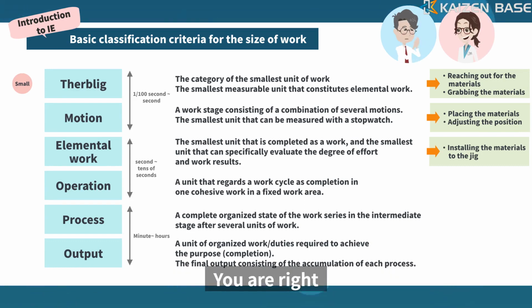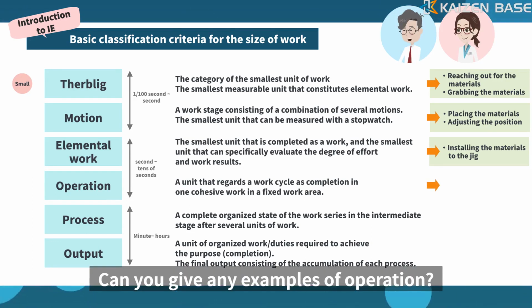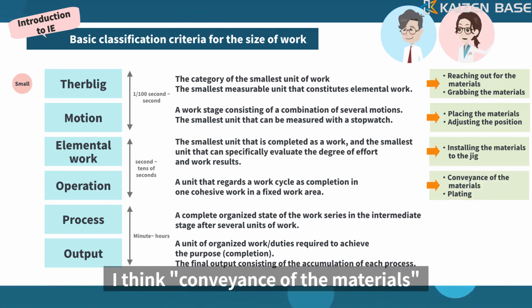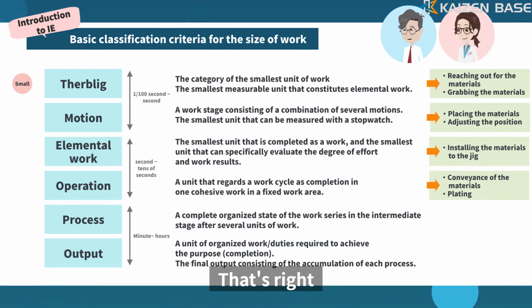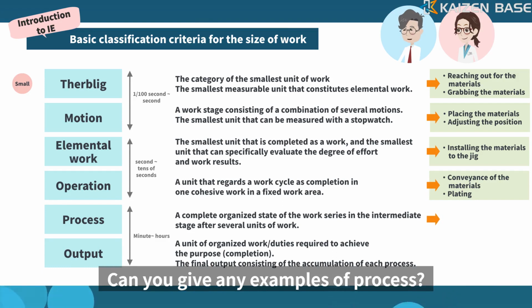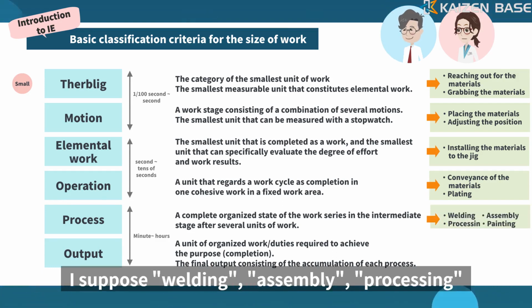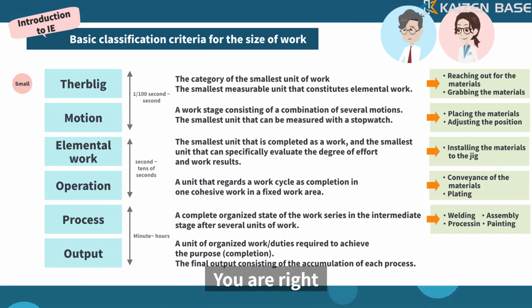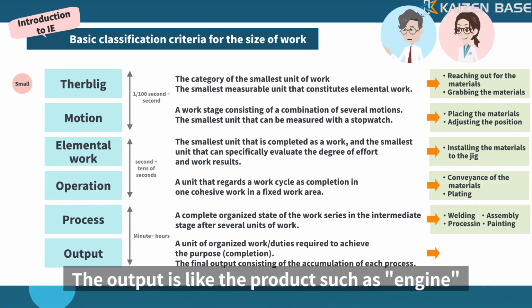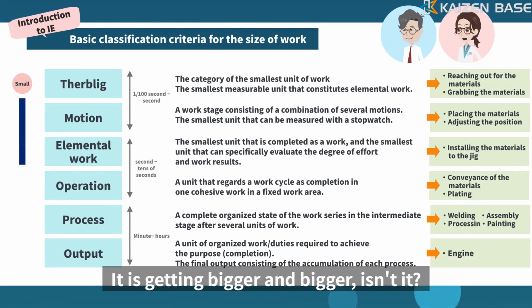You are right. Can you give any examples of operation? I think conveyance of the materials in plating are the applicable cases. That's right. Can you give any examples of process? I suppose welding, assembly, processing, and painting are the cases. You are right. The output is like the product such as engine. It is getting bigger and bigger, isn't it?